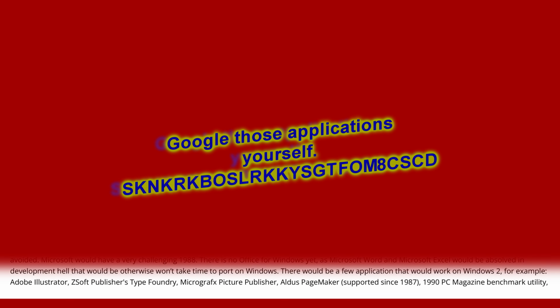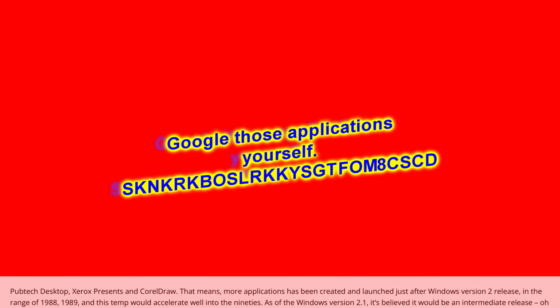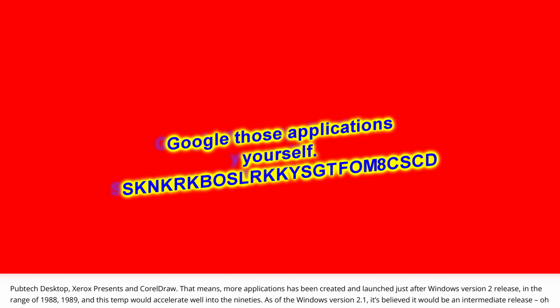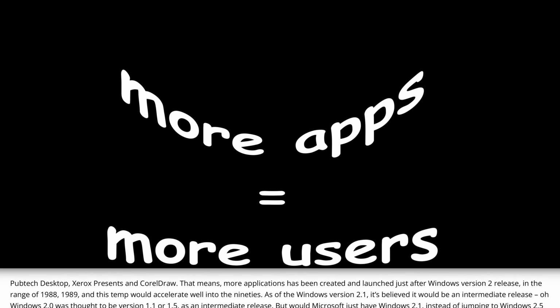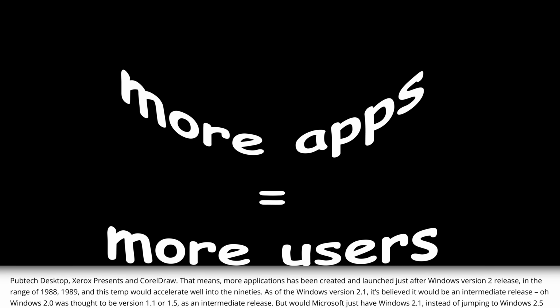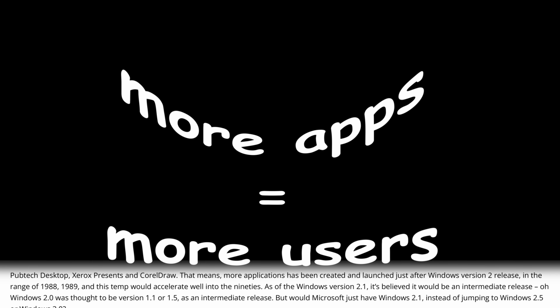There would be a few applications that would work on Windows too, for example, Adobe Illustrator, Software Publishing's Type Foundry, Micrografx Picture Publisher, Aldus PageMaker supported since 1987, 1990 PC Magazine Benchmark Utility, HookTech Desktop, Xerox Presence and CorelDRAW. That means more applications were created and launched just after the Windows version 2 release, in the range of 1988, 1989, and this tempo would accelerate well into the 90s.